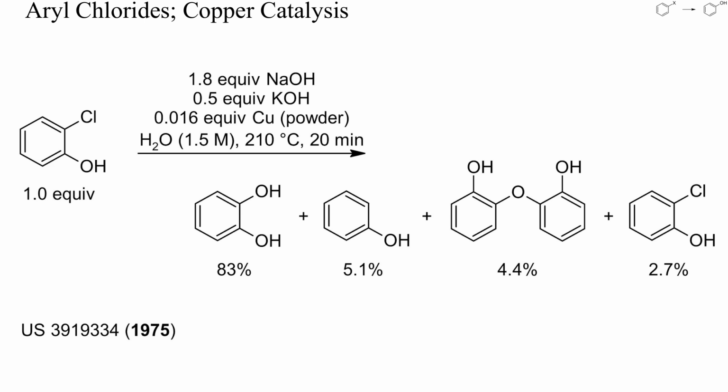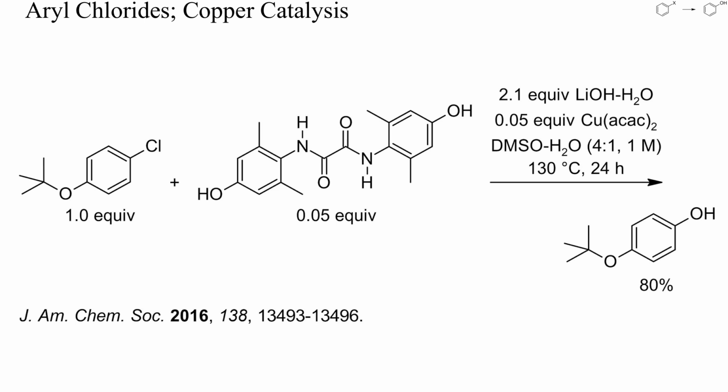In this example, 2-chlorophenol was heated with a slight excess of hydroxide and a small amount of copper powder in water. The substitution proceeded faster than without copper and no arynes were formed. In addition to catechol, a bit of phenol and dihydroxydiphenyl ether were also obtained.